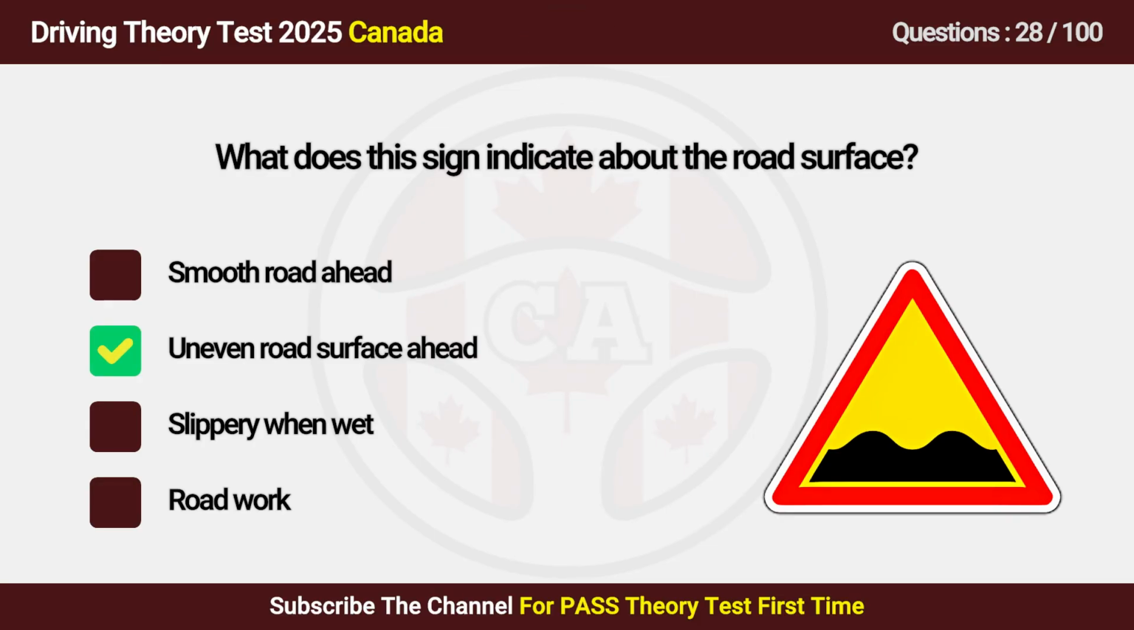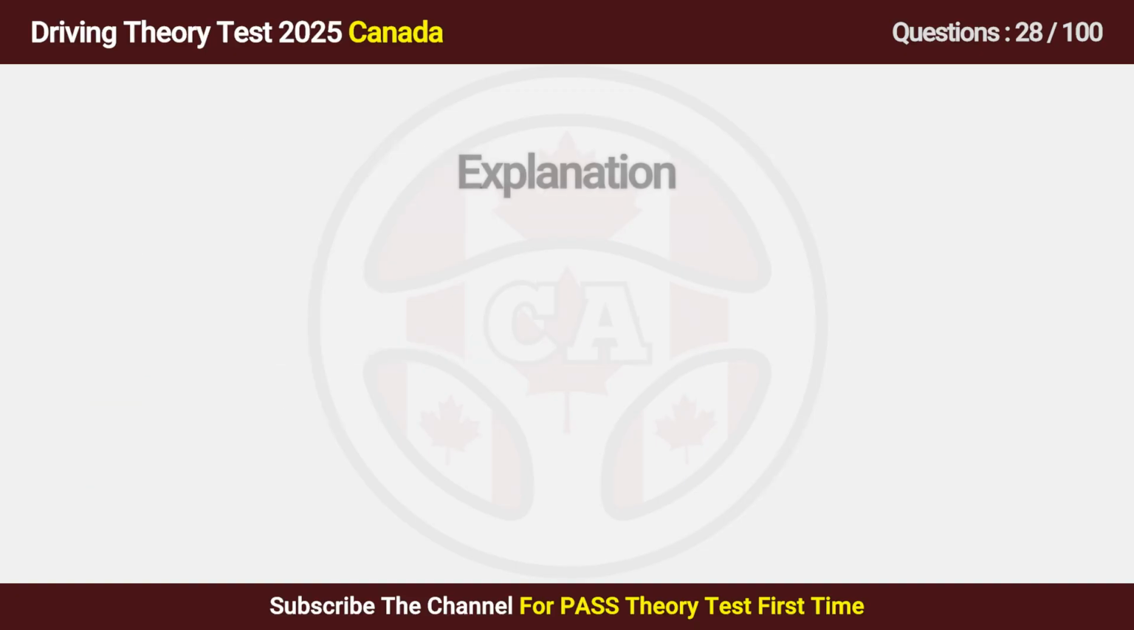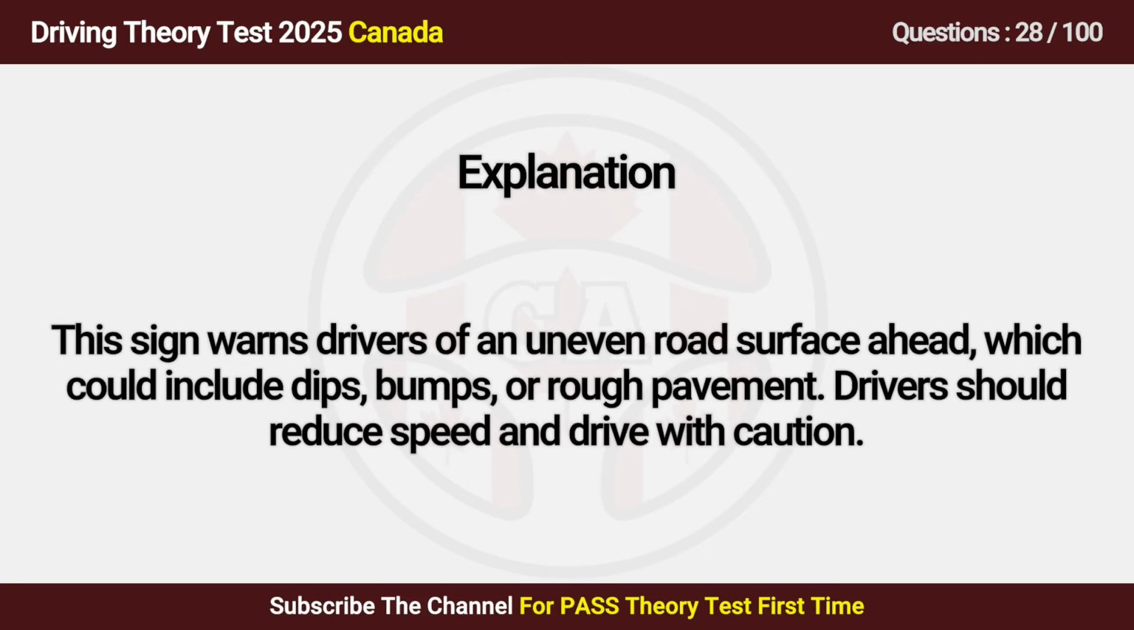Answer is B. Uneven road surface ahead. This sign warns drivers of an uneven road surface ahead, which could include dips, bumps, or rough pavement. Drivers should reduce speed and drive with caution.